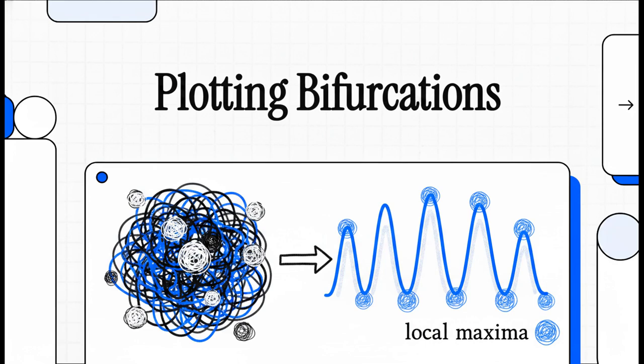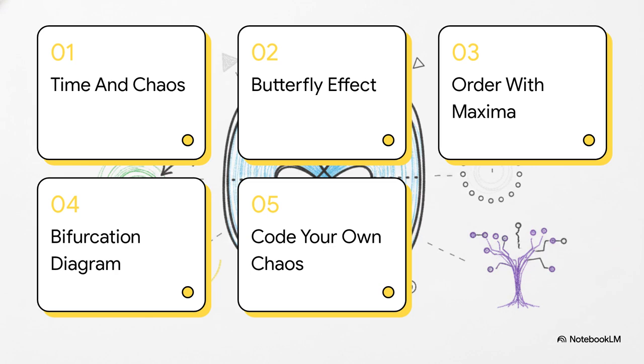We're going on a seriously fascinating mathematical journey. We're going to demystify continuous time systems and learn exactly how to find this beautiful, predictable structure hiding right in the middle of pure chaos. And honestly, the best part? We're going to do it using a remarkably elegant, simple tool, local maxima. Okay, let's dive right into this.